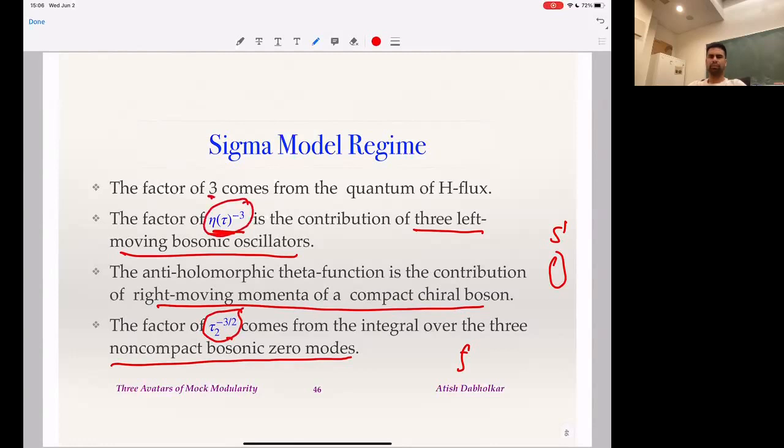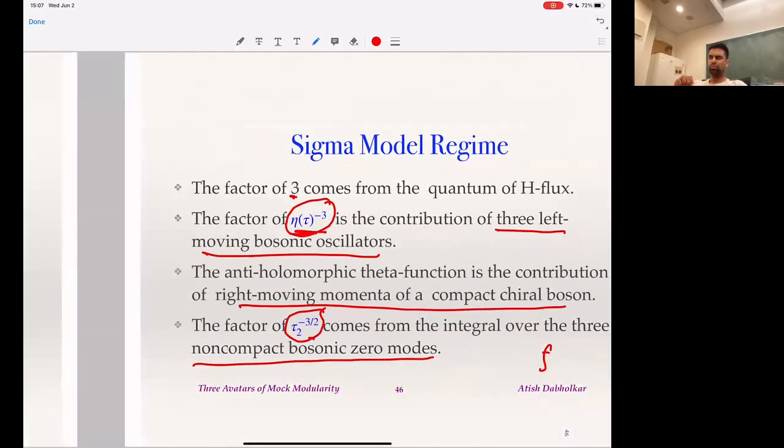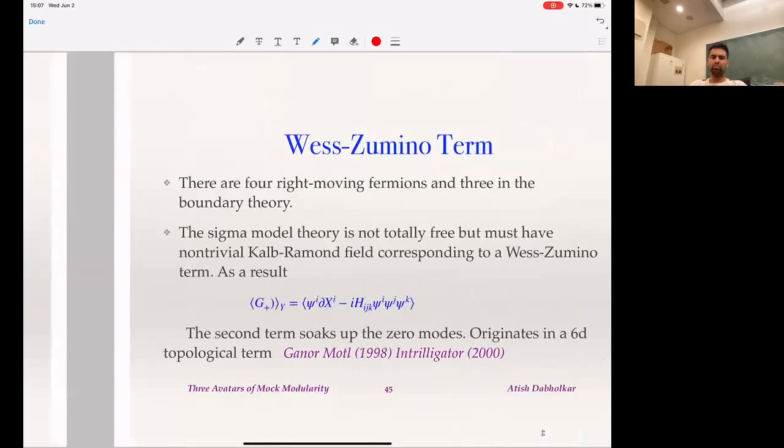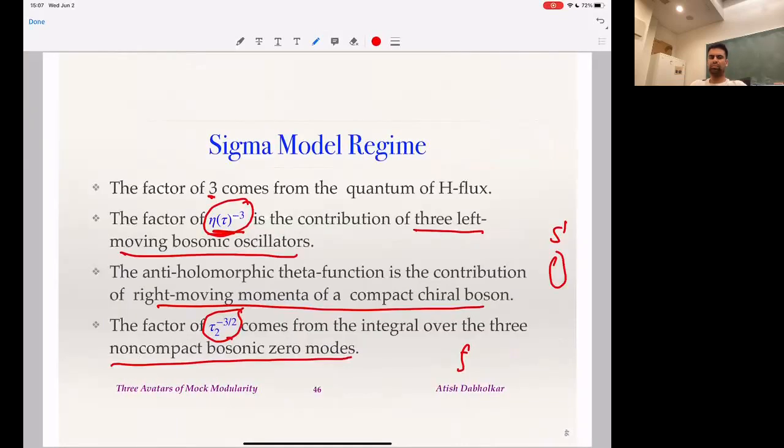And the factor of 3 comes from the quantum of H flux in this story, because there is an M5 brane, there is an H flux. So this story I will not be able to explain now, but you can read it in our paper. But basically, all these 3 factors can have a very nice and natural explanation if you did the sigma model calculation using a path integral, using some of the recent results of Gaiotto and Johnson-Freyd. Using this, you can simplify the calculation, and rather than computing the error function or the gamma function, you just compute its derivative. So it simplifies the calculation.